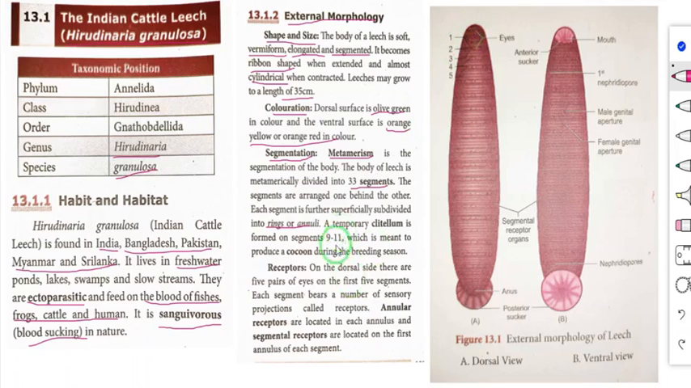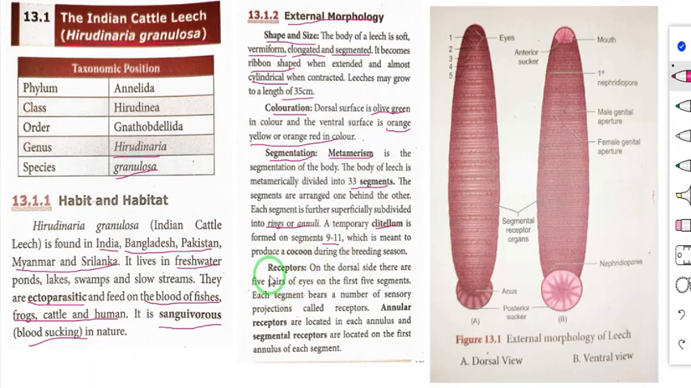A temporary clitellum is formed on segments 9 to 11. Clitellum is a thickened glandular section of the body wall. That thick region is known as clitellum. It is present on the 9th to 11th segments, and it is meant to produce a cocoon during the breeding season.